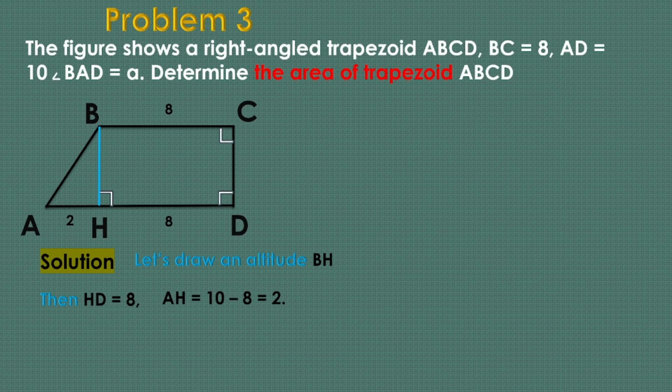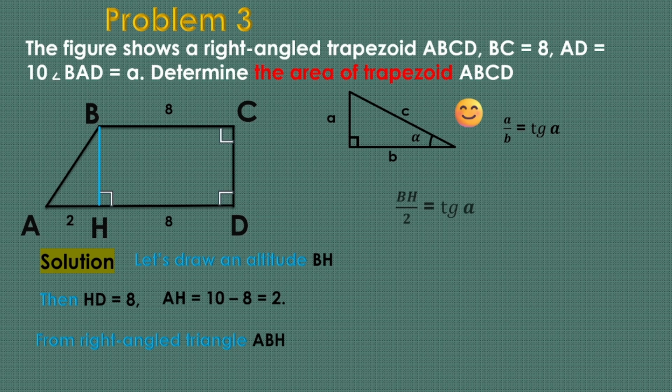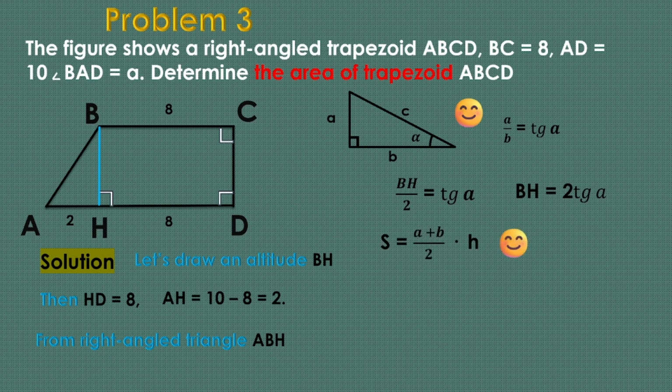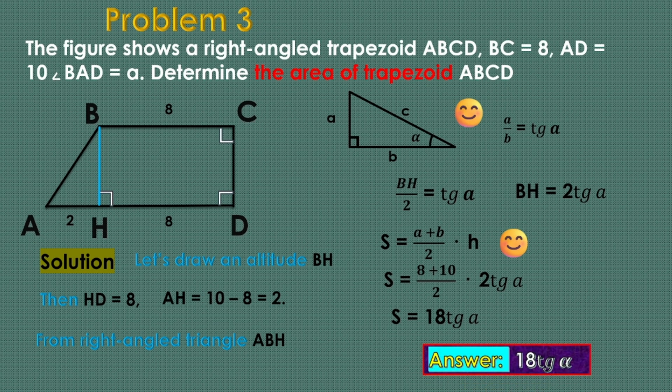And now we must remember that the tangent of an acute angle is equal to the ratio of the opposite leg to the adjacent one. From the right triangle ABH, we have that BH divided by 2 equals tangent of alpha. BH equals 2 tangent of alpha. Let's remember the formula for finding the area of a trapezoid, and it is equal to half the sum of the bases multiplied by the height. Substituting the bases and the height, we have that the area of this right-angled trapezoid is equal to 18 tangent of alpha. This will be our answer.